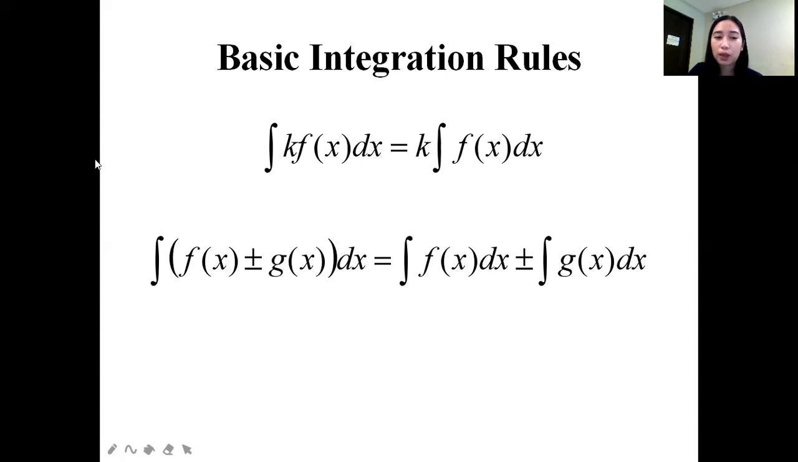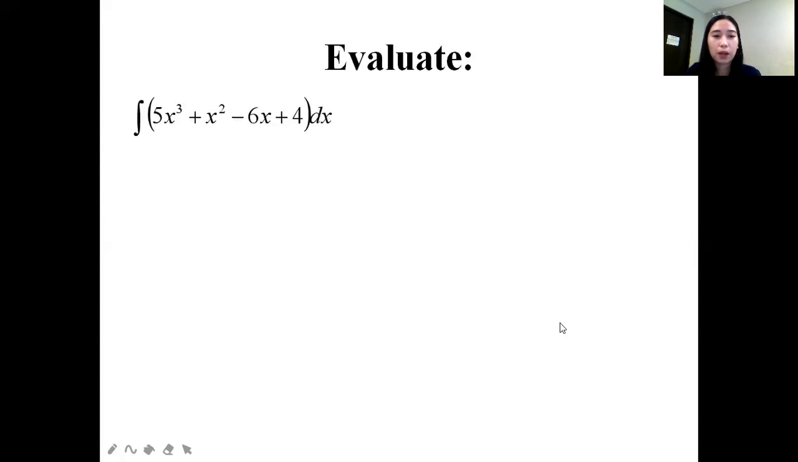Then, if we are going to integrate f of x plus or minus g of x dx, we can separate it into separate integral equations. So the integral of f of x dx plus or minus the integral of g of x dx. Okay, I hope that sticks.